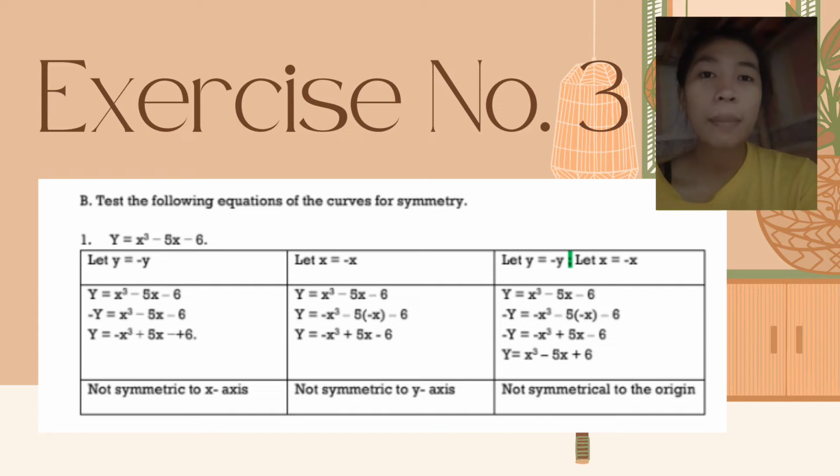Sa column C naman, let y equals negative y, and let x equals negative x. So, y equals x cubed minus 5x minus 6. Then, negative y equals x cubed minus 5 times negative x minus 6. So, negative y equals x cubed plus 5x minus 6. And y equals x cubed minus 5x plus 6. So, it says not symmetrical to the origin siya.